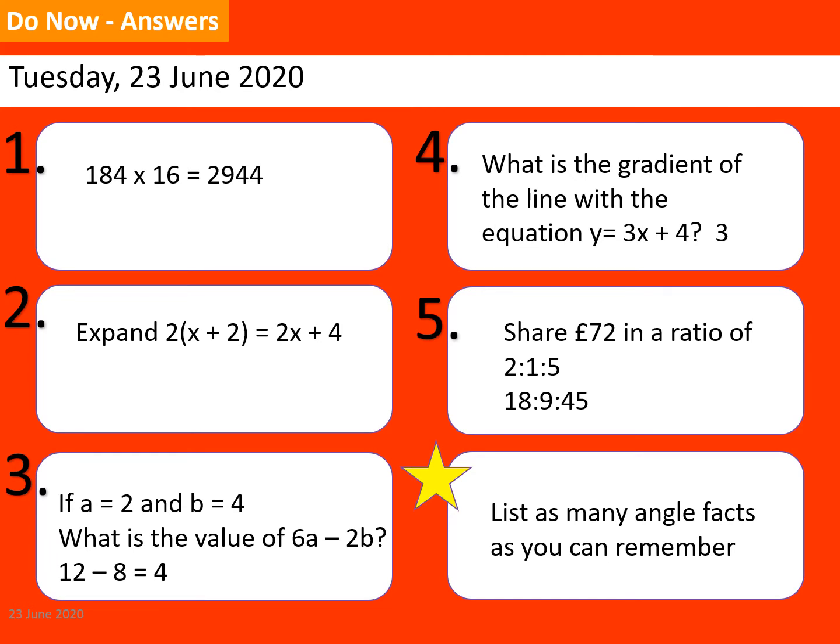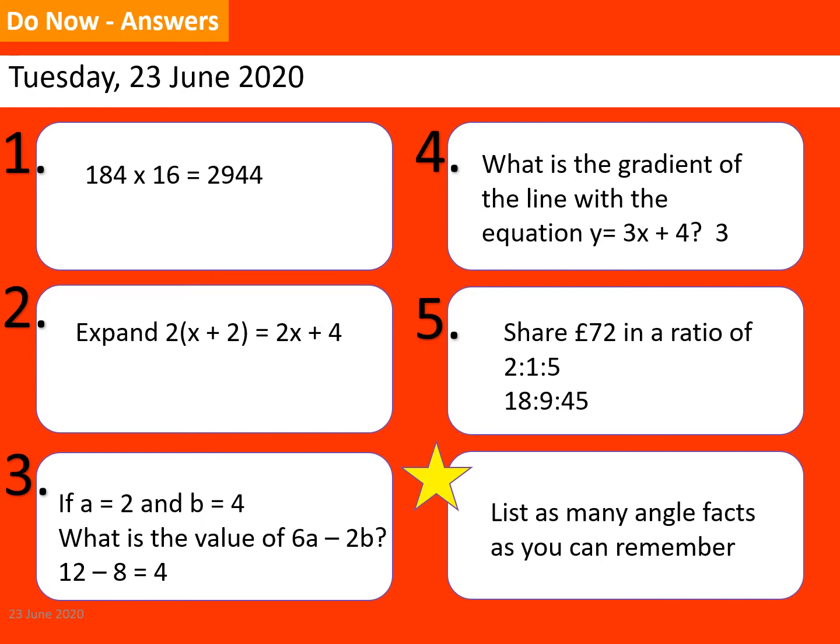Had a go at the 5 questions, and some of you may have had the extra time to look at the star question. Let's start with question 1, 184 multiplied by 16. I am hoping that everybody used a written method for this. You may have used the grid, you may have used long multiplication, but ultimately you should have got the answer 2,944. If you grabbed a calculator for this, please remember that all do now activities are not requiring a calculator.